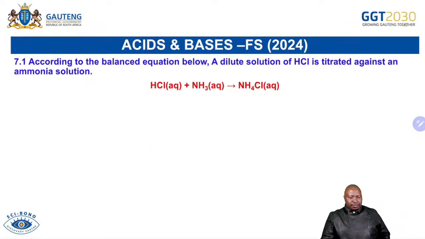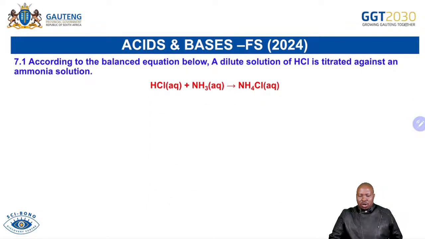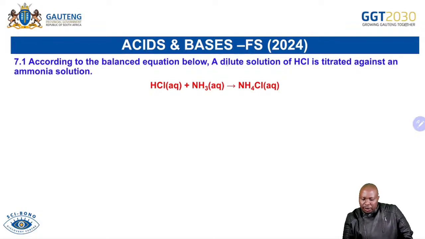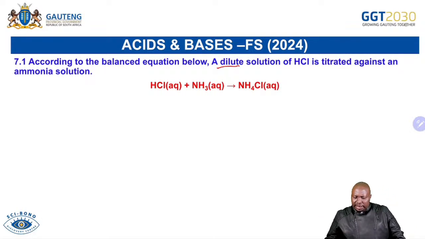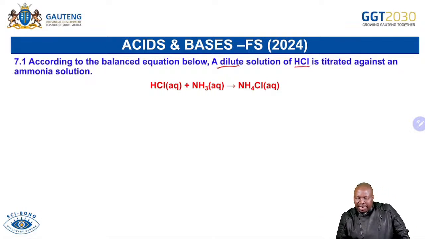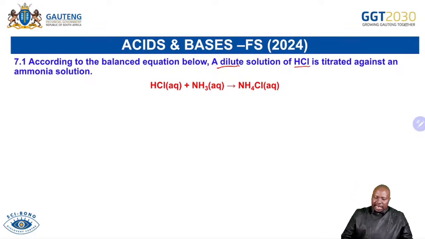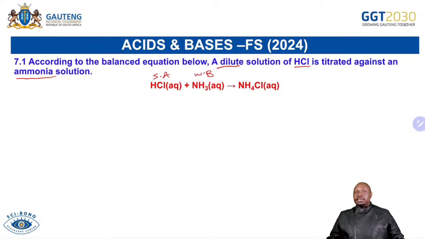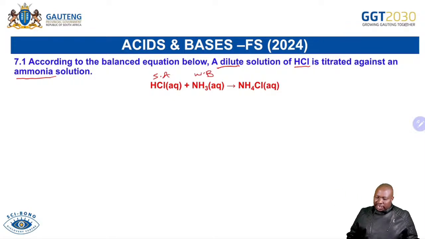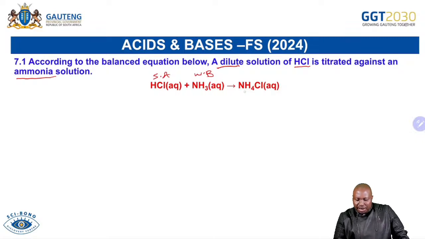Now, the statement says, according to the balanced equation below, a dilute... already when you see the word dilute, you remember that it has less number of moles in proportion to the volume of water. A dilute solution of hydrochloric acid. When you see hydrochloric acid, you see a strong acid. It's titrated against ammonia. Ammonia is a weak base. So we're having a strong acid reacting with a weak base. And then you know what happens. We form a salt there. The salt that is being formed there is called ammonium chloride.